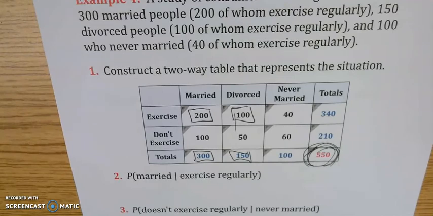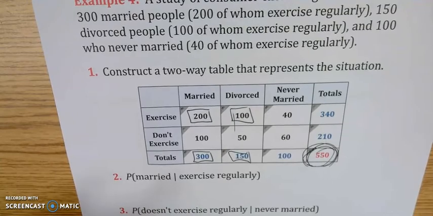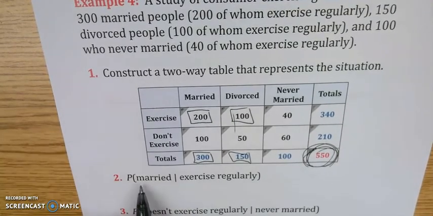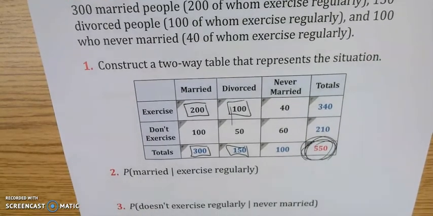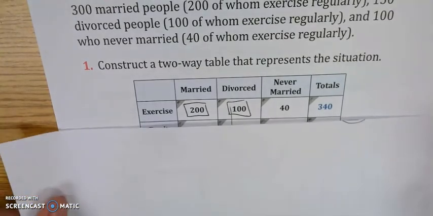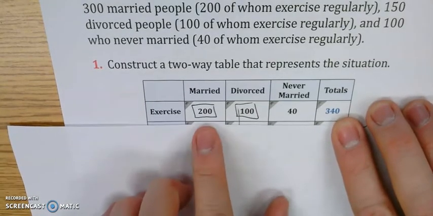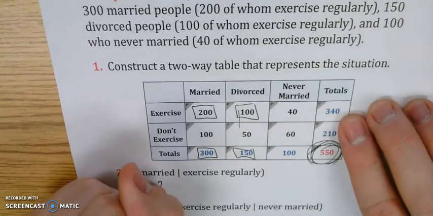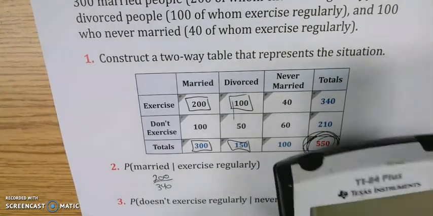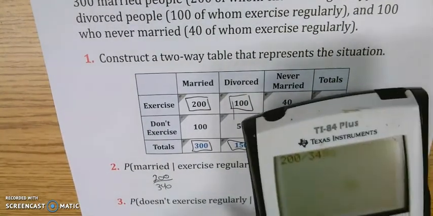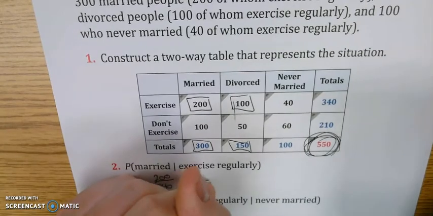So now let's get to our probabilities. I want the probability that they are married given that they exercise regularly. So this is going to be the probability of both over the probability of the regularly exercisers. Essentially what I'm doing is narrowing my focus to the exercising people. So out of the 340, how many of these people exercise? That would be 200. So I would calculate this by taking 200 out of 340. That's straight calculator work now. 200 divided by 340. Let's call that 59%.